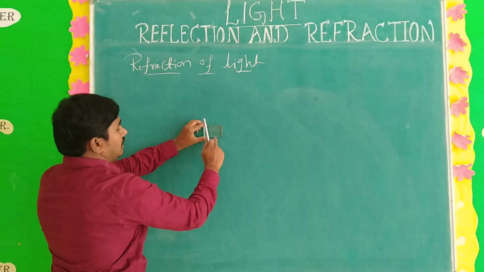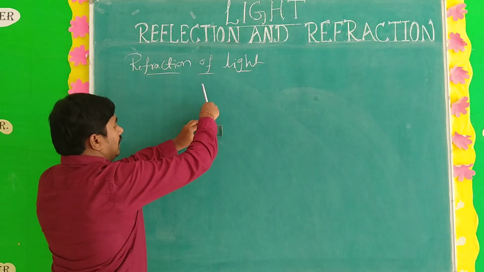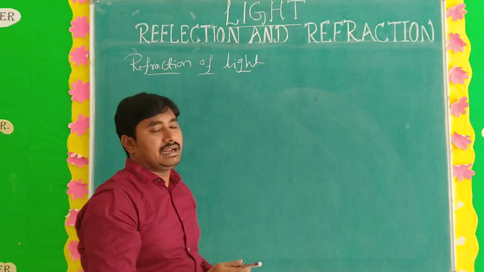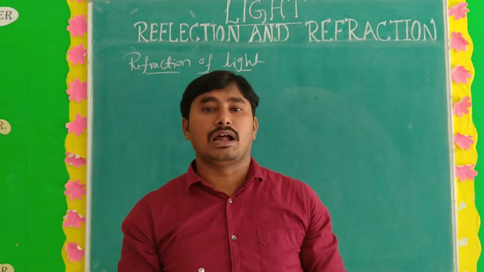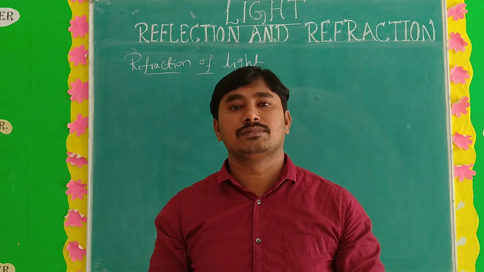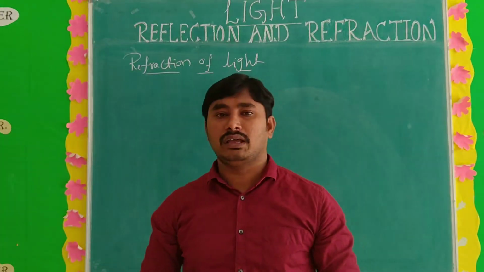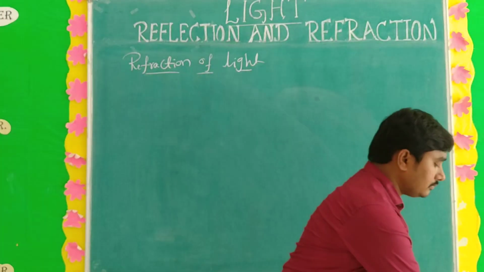Here you see the refracted ray. When a light ray falls on that surface, what happens? The light ray travels from one medium to another medium, and the original path of the light ray automatically bends. Okay, that is the definition of refraction.